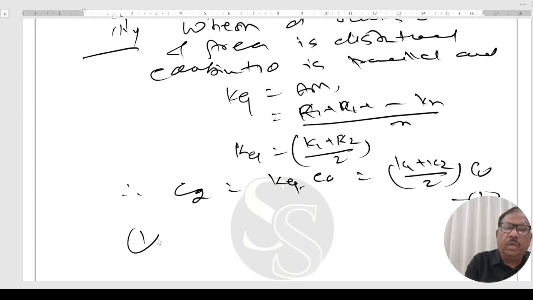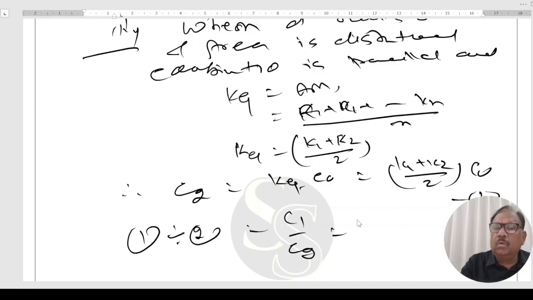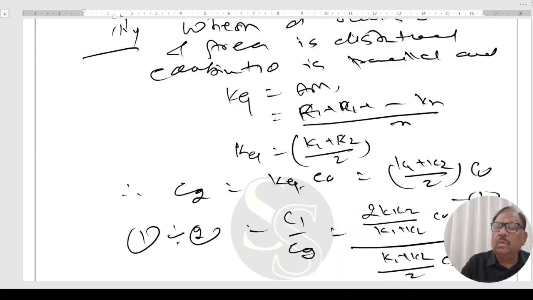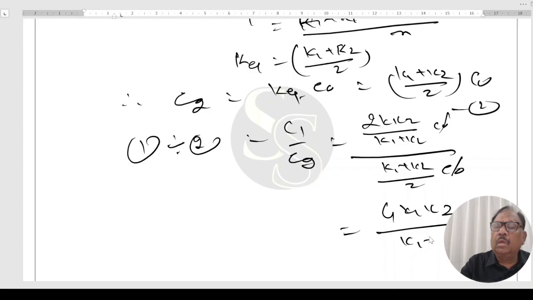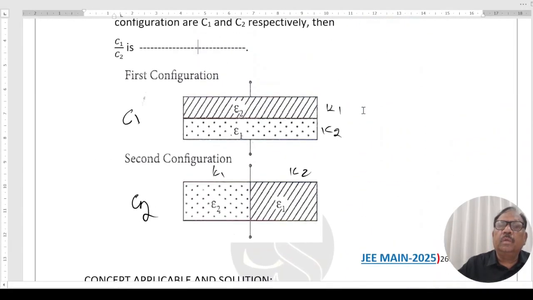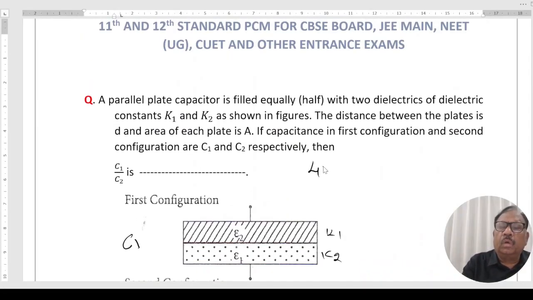On division, 1 divided by 2, we get C1 over C2 equal to twice K1 K2 divided by K1 plus K2, C0, divided by K1 plus K2 divided by 2, C0. On simplification, this comes out to be 4 K1 K2 divided by K1 plus K2 whole square. So the fill in the blanks will be 4 K1 K2 divided by K1 plus K2 whole square.